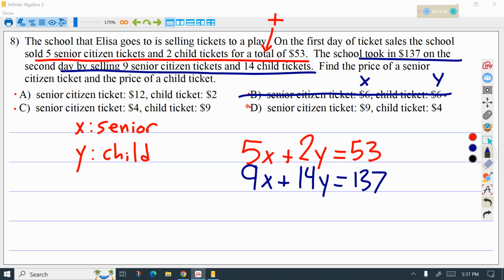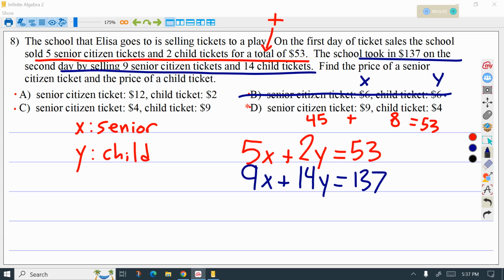But if I go try D, we can see what happens here. What happens if I do 9 times 5? That makes 45, so that's 45 bucks from those tickets. But if I sell the 4 child tickets, then that's 8, because 4 times 2 is 8. Well, what's 45 plus 8? Does that make 53? It does. This is equal to 53.